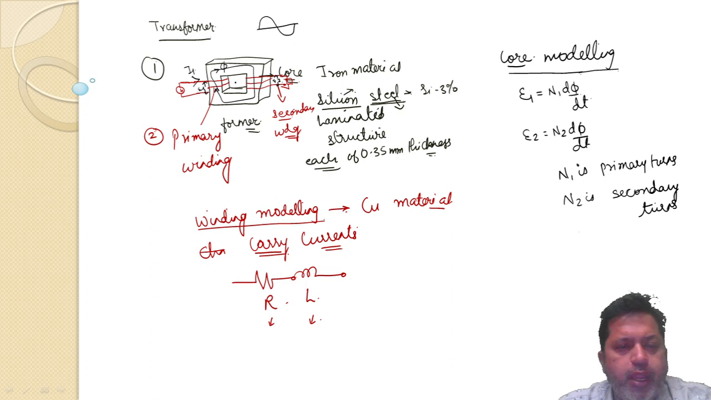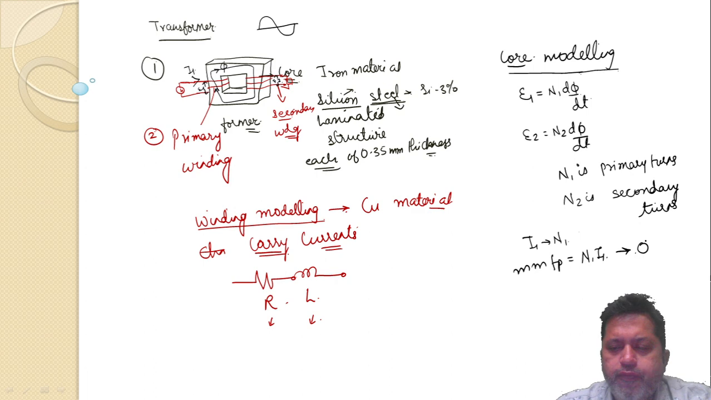Also, the primary winding will behave as a source of flux. How? Current I1 is flowing in N1 number of turns, so we will have primary MMF generated as N1 I1. This will behave as a flux source, and it will emanate flux from the primary part, and that flux will flow through the whole core and link not only with the primary but also with the secondary.